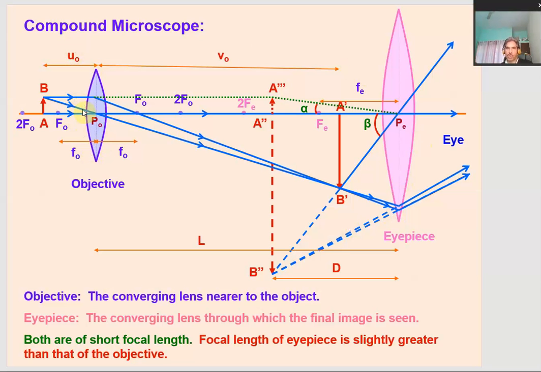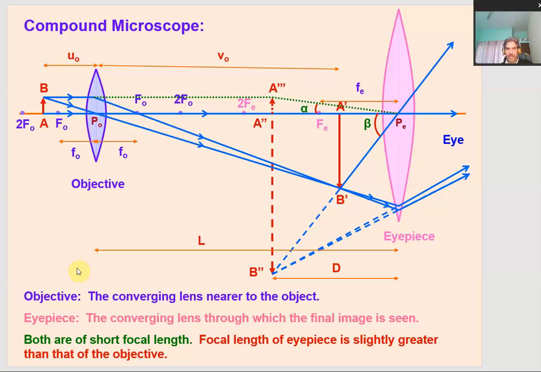These two lenses are always held in such a situation that they lie on a common principal axis, and both of these are fitted at the two ends of the same tube. So there is a tube in which both the object lens and the eye lens are fixed with their common principal axis.